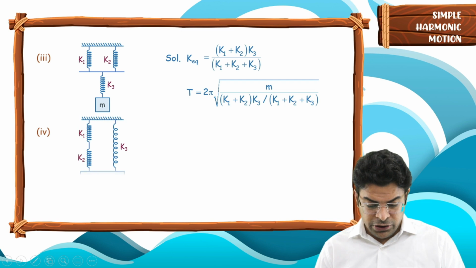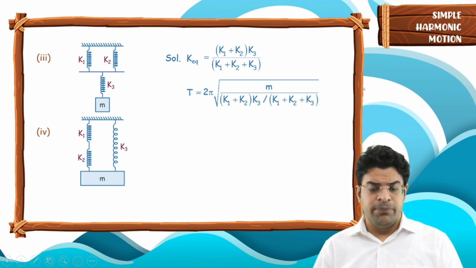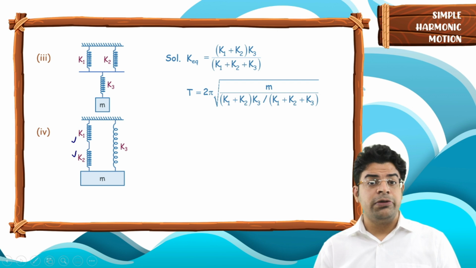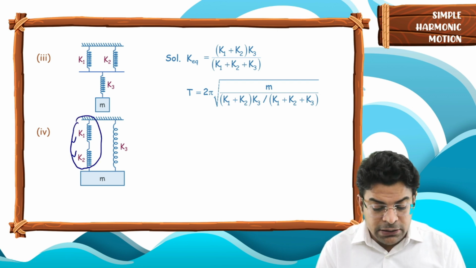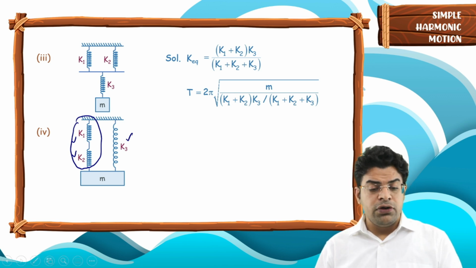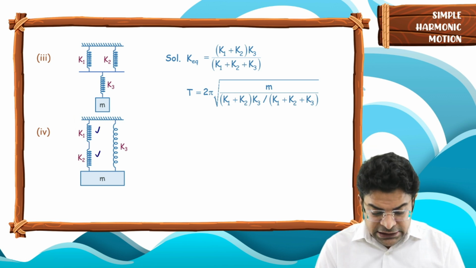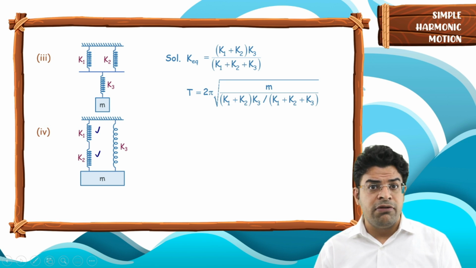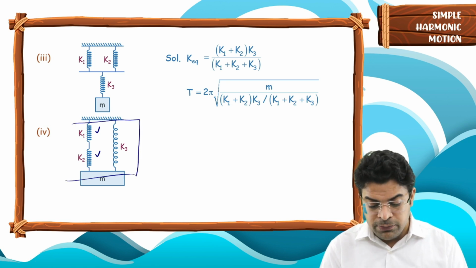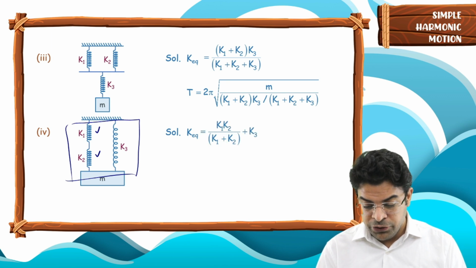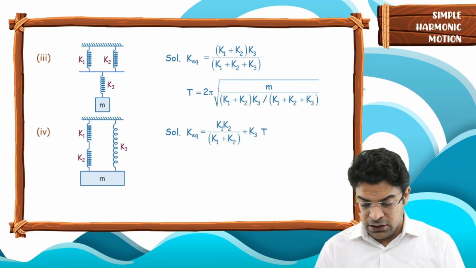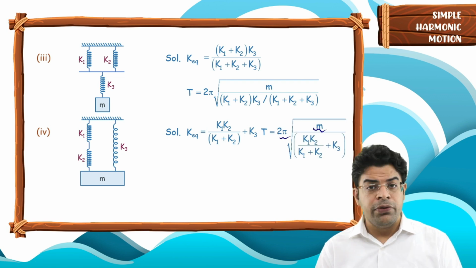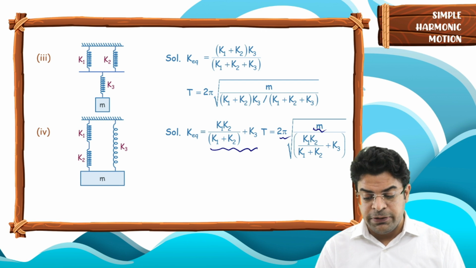The next case, let's say you have got this system. Here you can see two springs of spring constant K1 and K2 are connected in series, and their series combination is in parallel with K3. So how will you write the K equivalent? You will say, sir, for this series combination, K equivalent will be K1 K2 upon K1 plus K2. So for the whole system, the K equivalent will be equals to K1 K2 upon K1 plus K2 plus K3. So the time period comes out to be 2 pi under root m by the equivalent spring constant, which is K1 K2 upon K1 plus K2 plus K3.